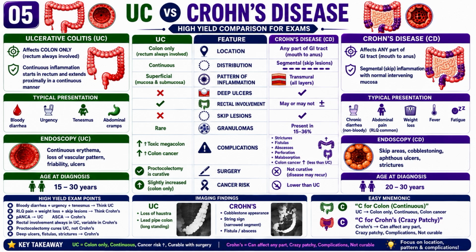On imaging, UC may show loss of haustra, a lead pipe colon appearance. Crohn's may show cobblestone appearance, string sign, fistulas, and abscess formation. Now, some easy mnemonics. UC, ulcerative colitis: so we have colon, continuous, and colon cancer risk. Whereas in Crohn's, it can affect any part, patchy skip lesions, and complications are common and surgery is not curative.